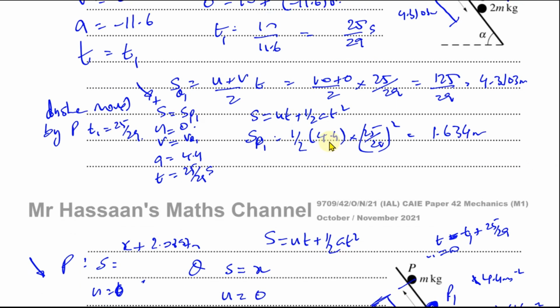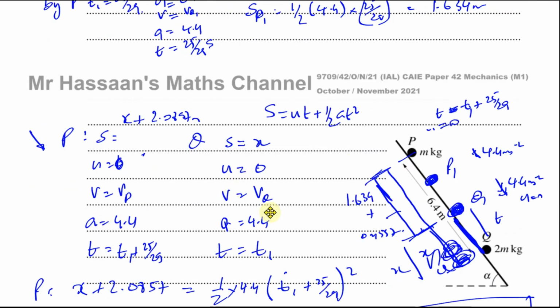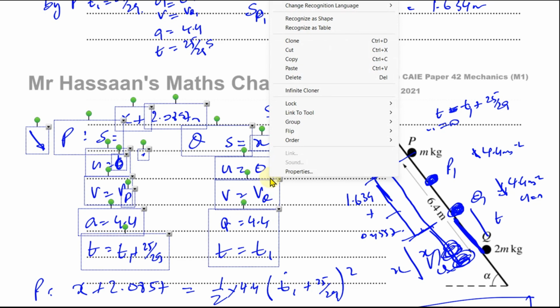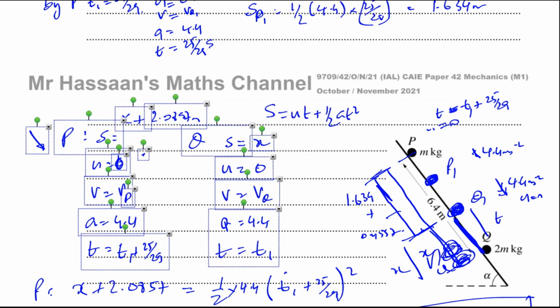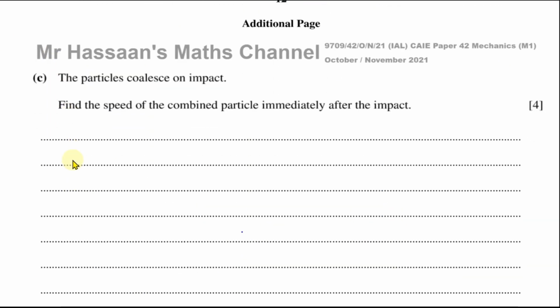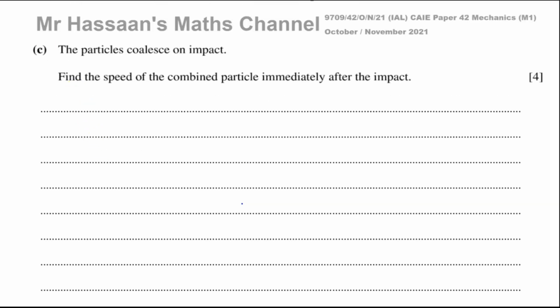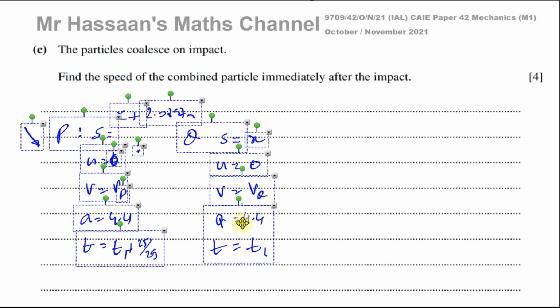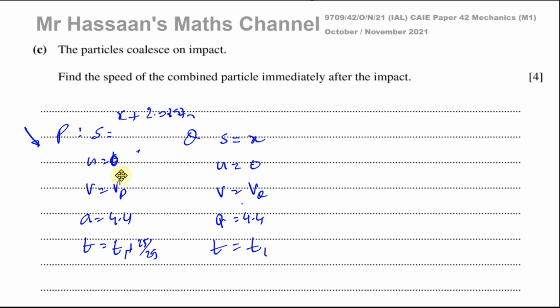So now what we have to do is consider the velocities as they reach this level. So I'm going to take this information here and put it on this side. Okay, so we need to find VP and VQ. And we can do this using V equals U plus AT.